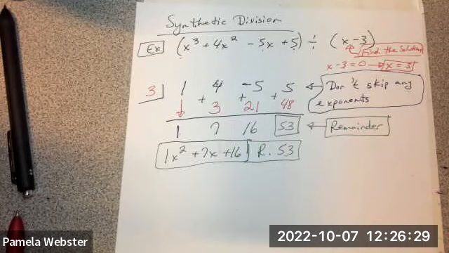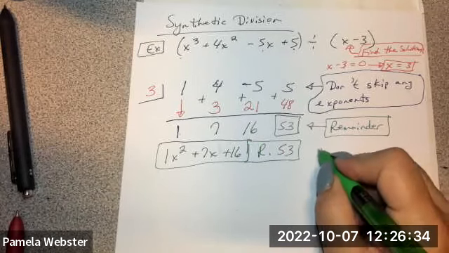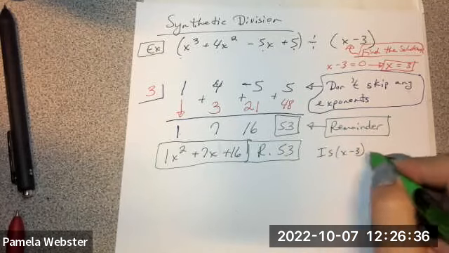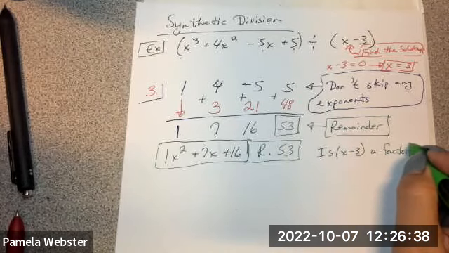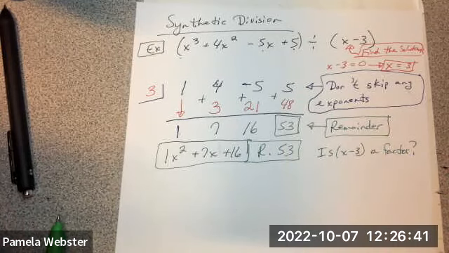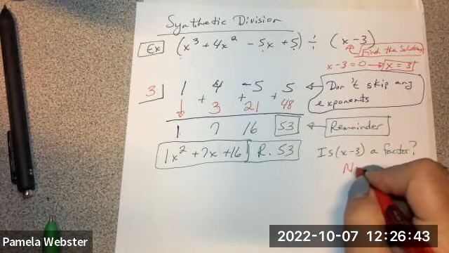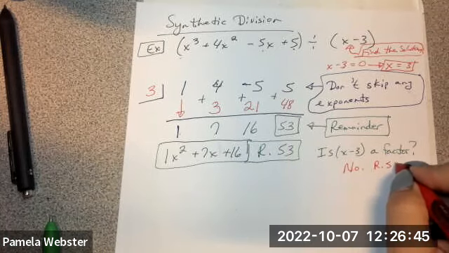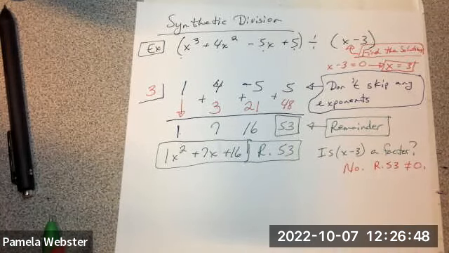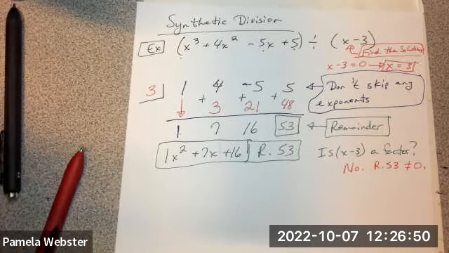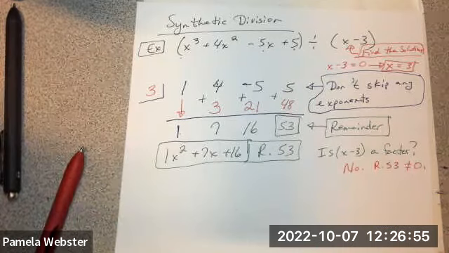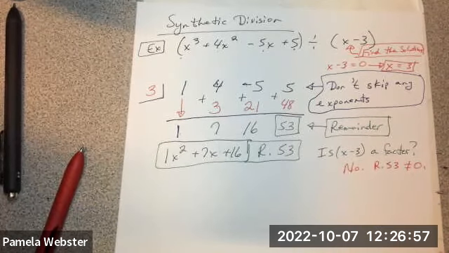Okay, so if the remainder is 53, the question is, is this a factor? Is x minus 3 a factor? Question mark. And the answer is no. Okay, remainder 53 is not a 0. If I have a remainder of 0, then I have a factor. But I do not have a factor because this is a remainder of 53. So it's not going to work for me. All right. Okay, so that's how I know what's going on there.